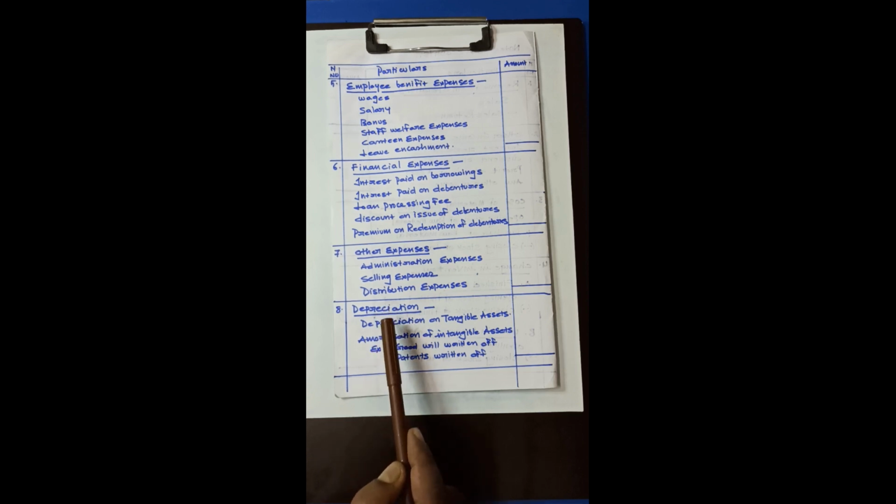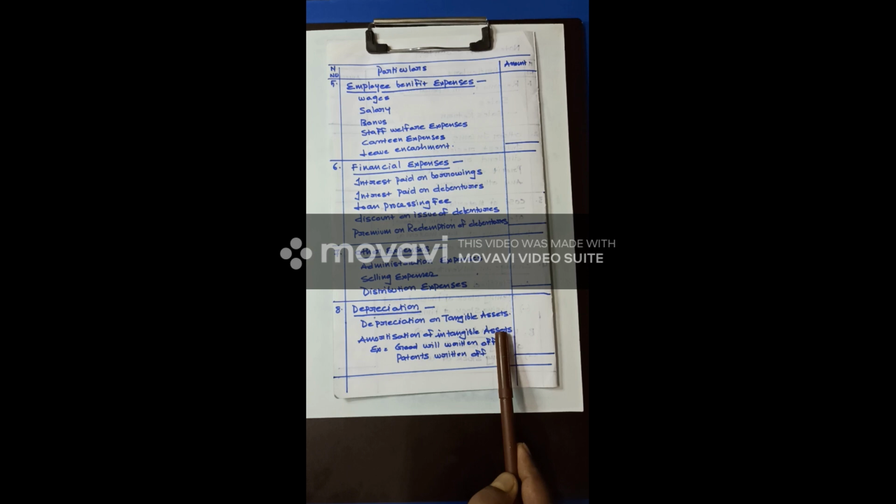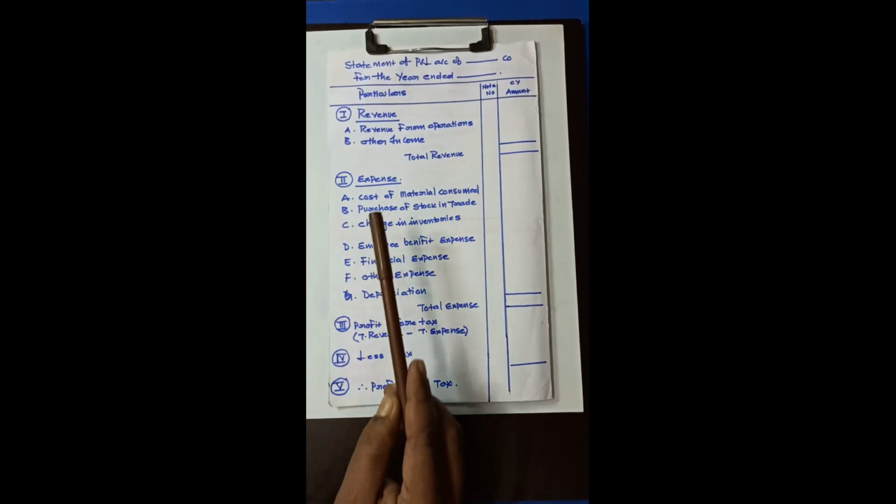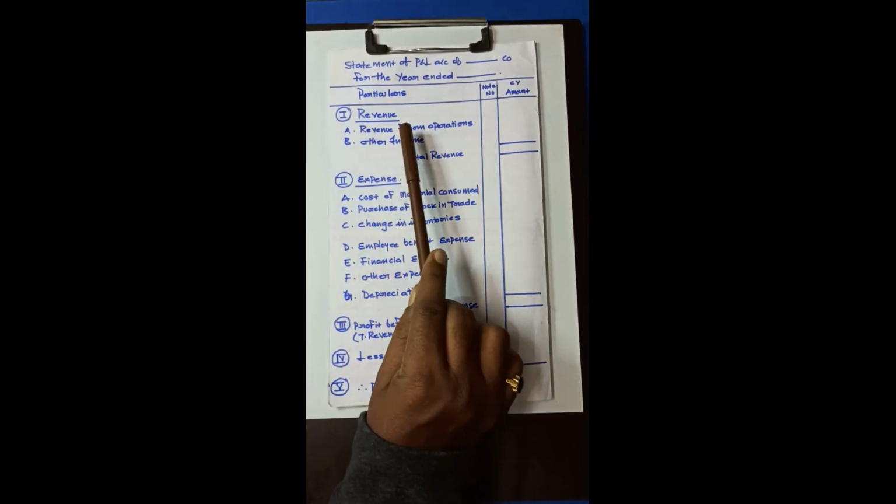So we have depreciation, that is depreciation on tangible assets, like depreciation on plant, depreciation on machinery, depreciation on furniture, etc. And amortization of intangible assets, that is the examples are goodwill written off, patents written off, etc. So we have understood revenue from operations.